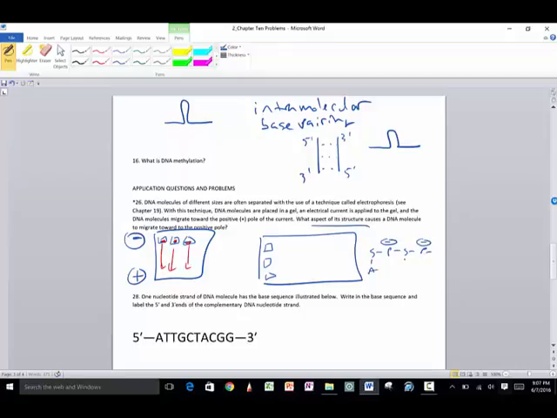So here's our bases hanging off. Here's our phosphodiester bonds between here. Got our sugar, phosphates, and the phosphates are negatively charged. And so if you have a big, huge, long molecule of DNA, it's going to have tons and tons of negative charges.